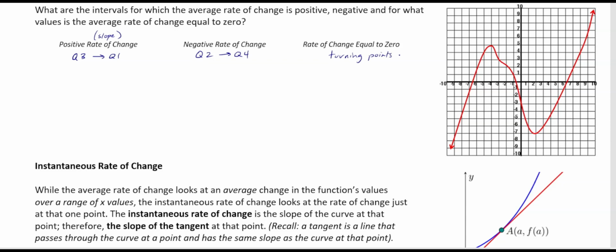So take a second, look at the graph and see if you can figure out for yourself when we have positive rates of change, negative rates of change, and on what x values we have rate of change equal to 0.